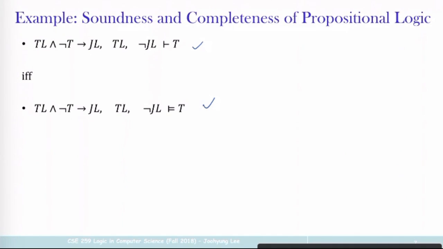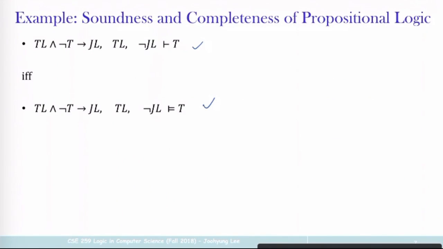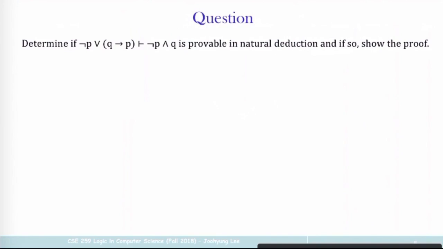How many interpretations satisfy formulas on the left-hand side? Do you remember? There's only one. And that interpretation happens to satisfy T as well. Okay? So you can argue in terms of truth table. This is what you do with truth table, and this is what you do with natural deduction. If you can do it one way, you can do it the other way too. Now, why does it actually matter?